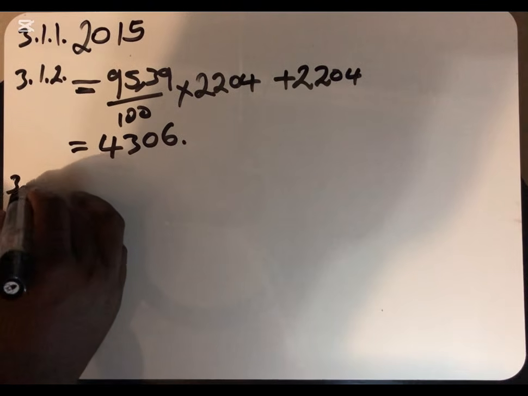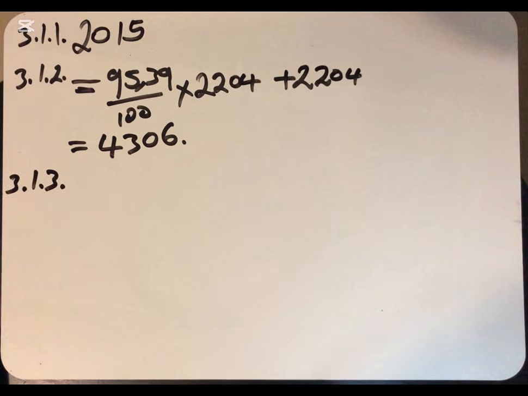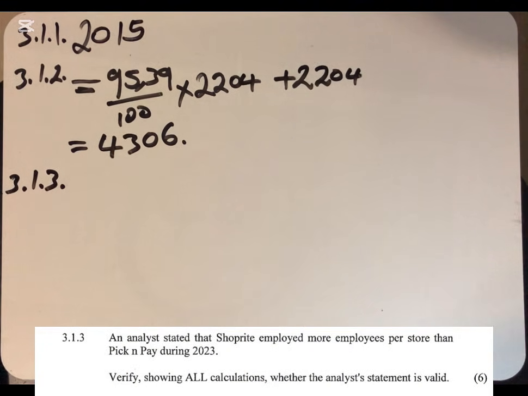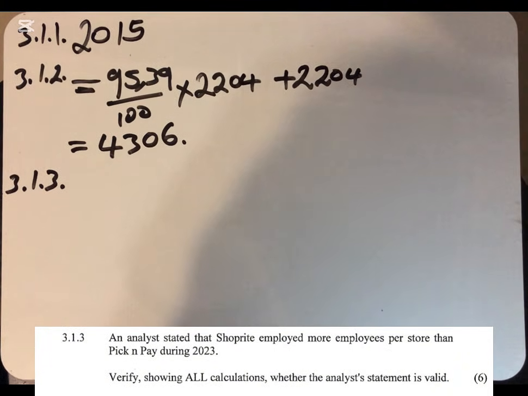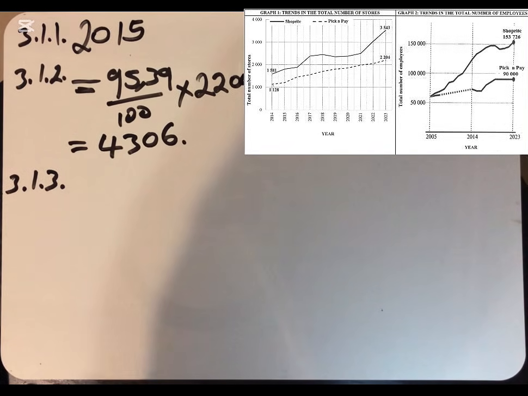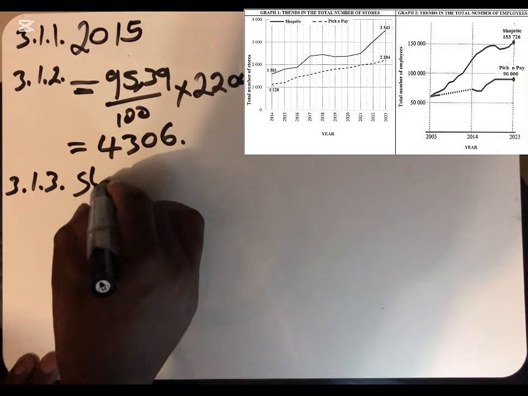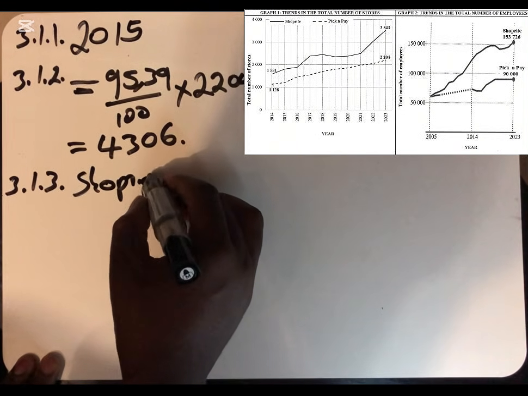And then 3.1.3, it says an analyst stated that ShopRite employed more employees per store than Pick n Pay during 2023. Verify, showing all calculation, whether the analyst statement is valid or not. So let's go and check. We have ShopRite and Pick n Pay. We can start by ShopRite.